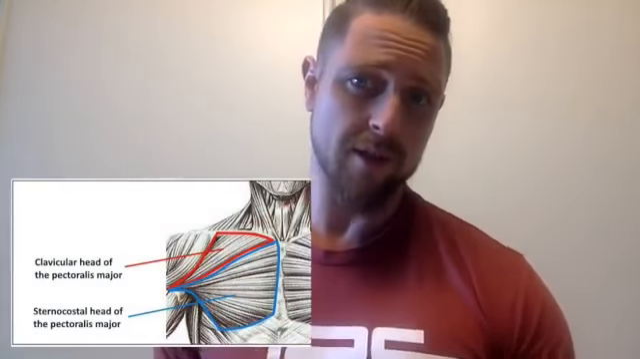Anatomy of the chest is pretty simple. It's got two heads, the sternal head and the clavicular head. So the sternal being the lower chest and the clavicular head being the upper chest. Now we can't isolate any particular portion of the chest. However, there are some movements that will train certain fibers more so than others, and we're going to talk about that in a second.